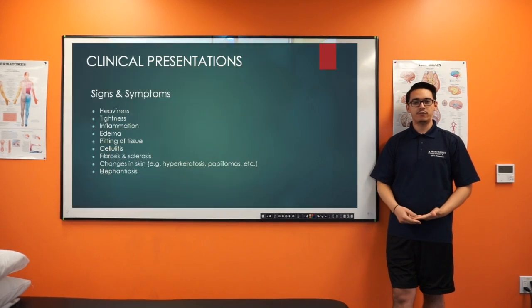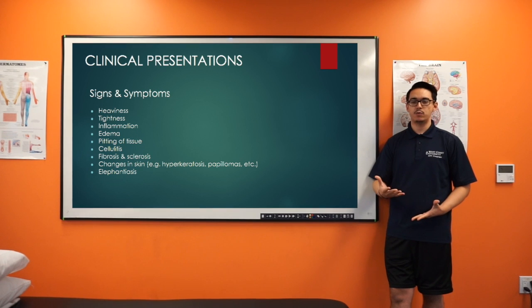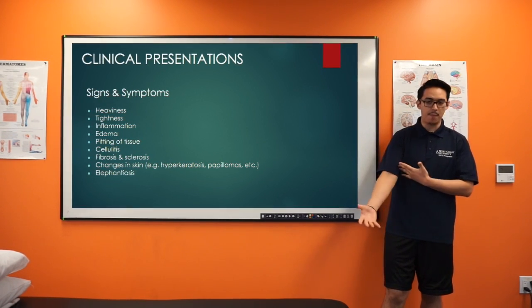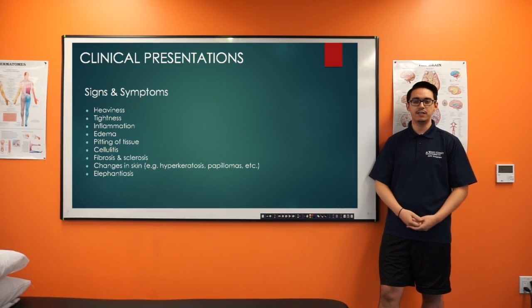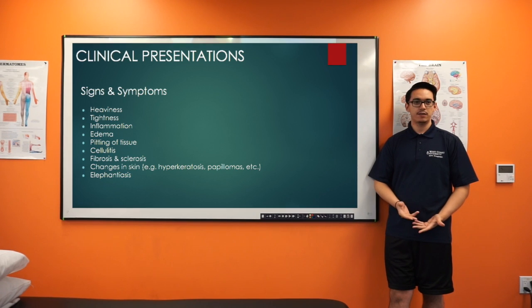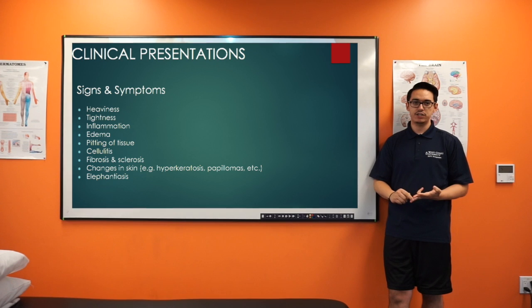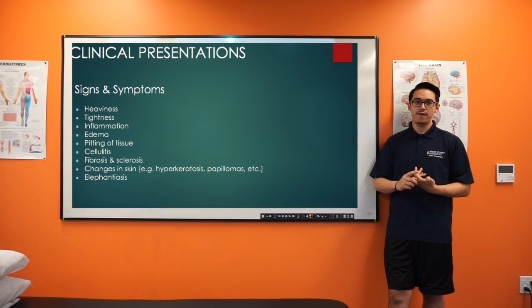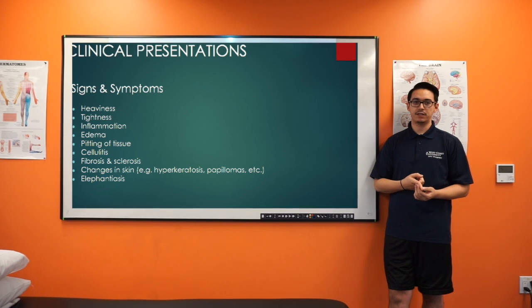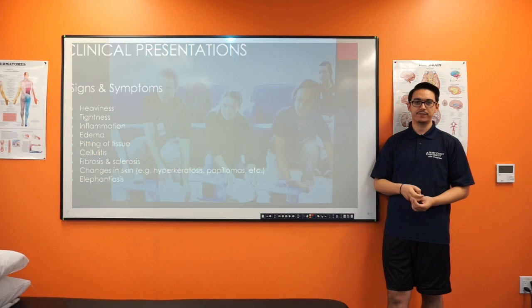Okay, some signs and symptoms for lymphatic diseases include, in the first stages, subjective complaints such as heaviness or tightness in a body area where they're affected. And then from there on, they will actually have visible signs, which include inflammation, edema, pitting tissue, cellulitis, fibrosis and sclerosis, changes in skin such as hyperkeratosis and papillomas, and elephantiasis.